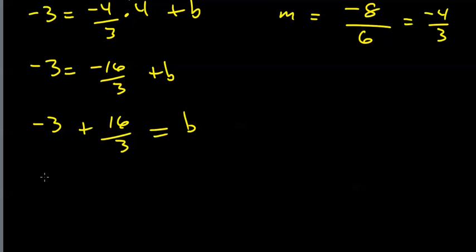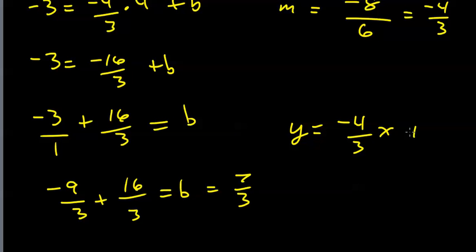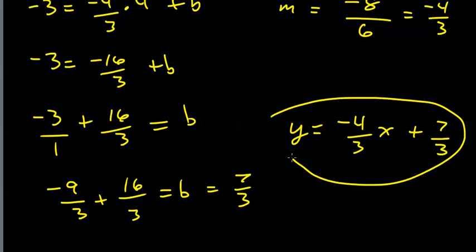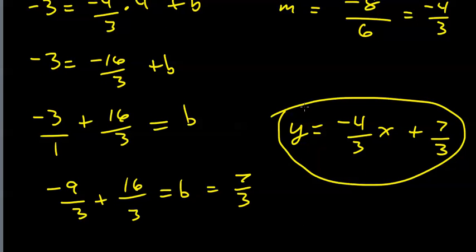Again, I'm going to need a common denominator. Minus 3 is minus 3 over 1. So I'll multiply top and bottom here by 3 to get a common denominator. I'll get minus 9/3 plus 16/3 equals b. And of course, that reduces to positive 7/3. So my final answer is going to be y equals minus 4/3 x plus 7/3. Alright, let me scroll back up. We were asked to write the equation of a line through those 2 points. So we know the slope is minus 4/3, as we found out here, and we found the unknown y-intercept with a little bit of fraction arithmetic. Okay?